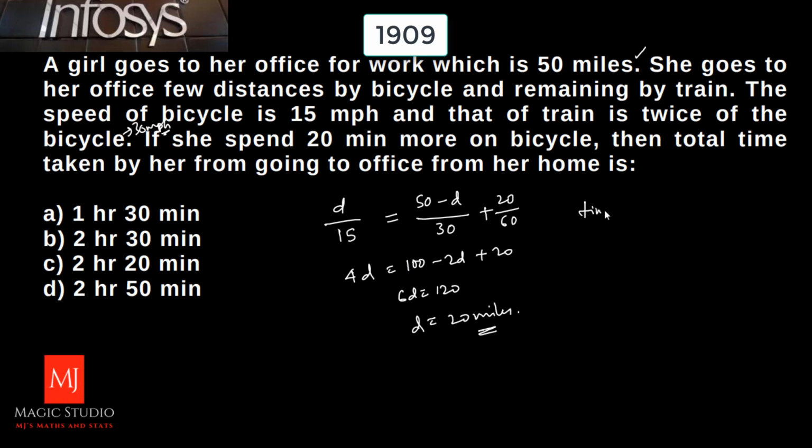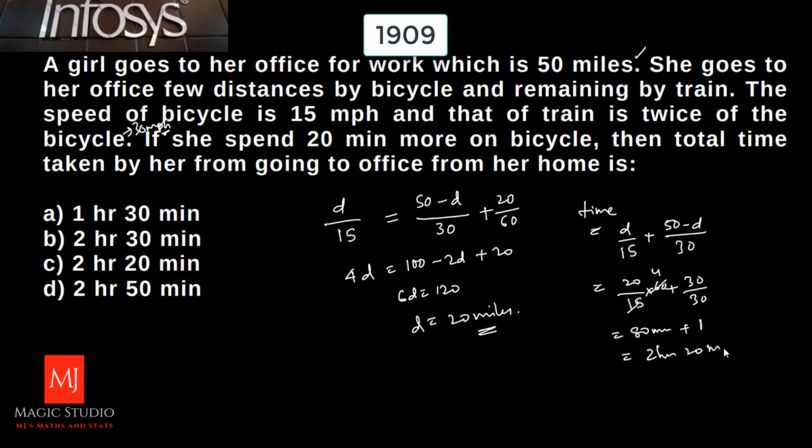So the total time taken is d by 15 plus (50 minus d) by 30. That is 20 by 15 plus 30 by 30. If I multiply this by 60, that would be 80 minutes plus 60. So that would be 2 hours 20 minutes. 2 hours 20 minutes features in option C.